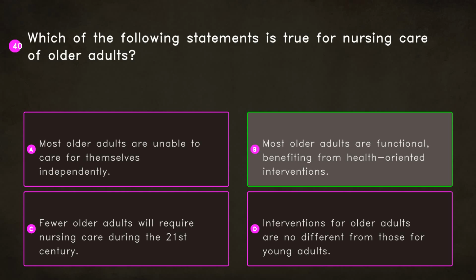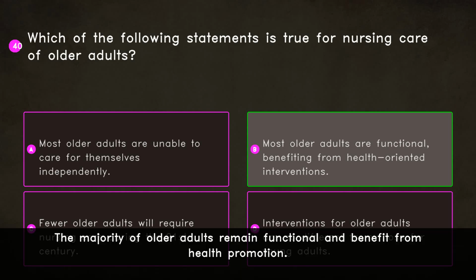The correct answer is most older adults are functional, benefiting from health-oriented interventions. The majority of older adults remain functional and benefit from health promotion.